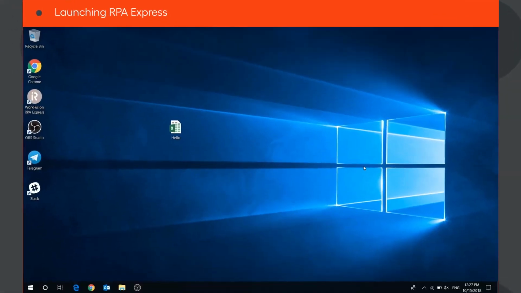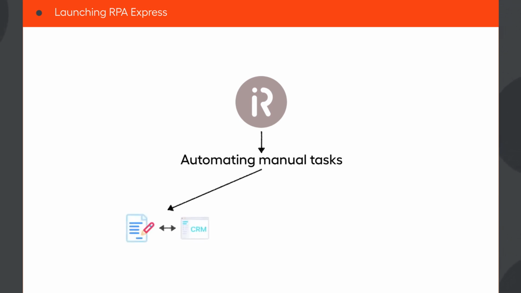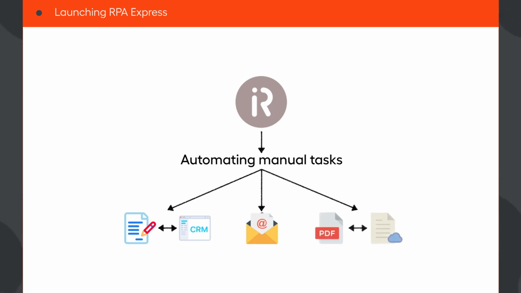This video will help you start using WorkFusion Studio and RPA Express. RPA Express is designed to help anyone automate manual tasks, like copying and pasting data from one source to another, sorting emails, locating and extracting information in PDF documents, and other use cases.